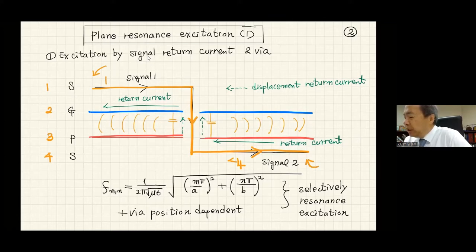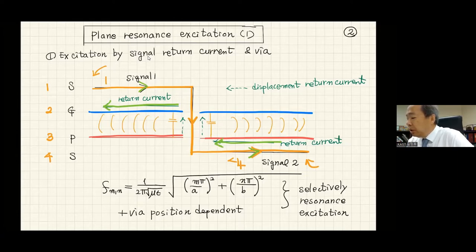But here is one interesting thing: when you are sending a signal on layer one, return current will be conducted on the top surface of this ground plane. That is the definition of a transmission line. Meanwhile, in this four-layer specific case, because on layer four your signal is traveling, your return current will be conducted on the bottom surface of the power plane. Because return current does not understand human language. It doesn't understand what is ground and what is power. Return current is only controlled by Maxwell equations.